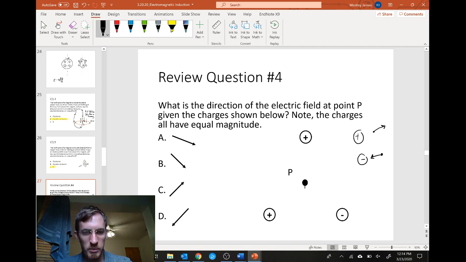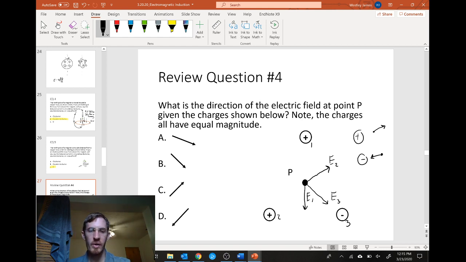So the top one makes an electric field down. I'm going to just number these. This is charge 1, this is charge 2, this is charge 3. So we get one straight down. The positive one makes one up and to the right. And the negative one makes one down and to the right.